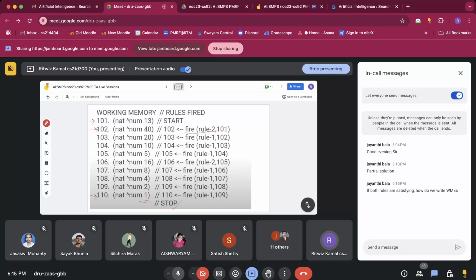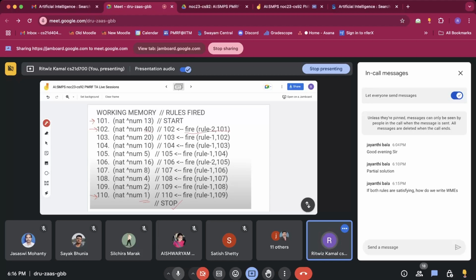Okay, so there's one doubt in the chat box. If both rules are satisfied, how do we decide which rule to use, right? That's a good question. Because we started off with an easy example, in this example we didn't face a situation where both the rules were applicable, right? But we can very well have a situation where not just two, but more than two rules or multiple rules can be applicable at the same point of time.